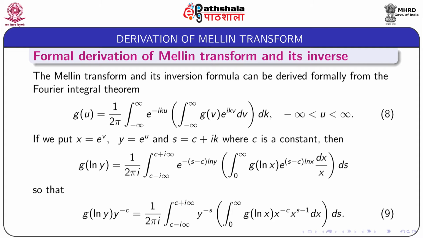Next we come to the formal derivation of the Mellin transform and its inverse. The Mellin transform and its inversion formula can be derived formally from the Fourier integral theorem. If a function small g(u) satisfies the condition of the Fourier integral theorem, then it can be written as g(u) equals 1 by 2 pi integral from minus infinity to plus infinity e to the power minus i k u into integral from minus infinity to plus infinity g(v) e to the power i k v dv dk, where u lies in the interval minus infinity to plus infinity, as given by equation 8. This is possible to write because of the Fourier integral theorem.